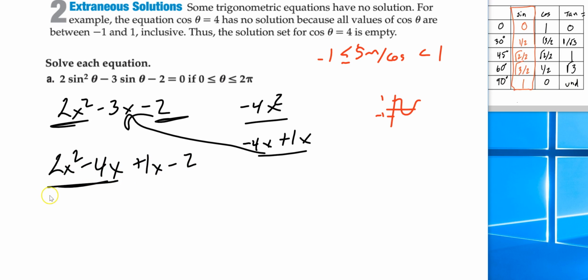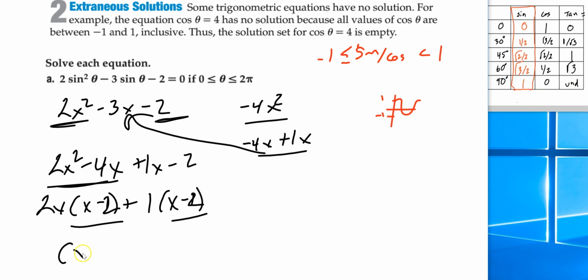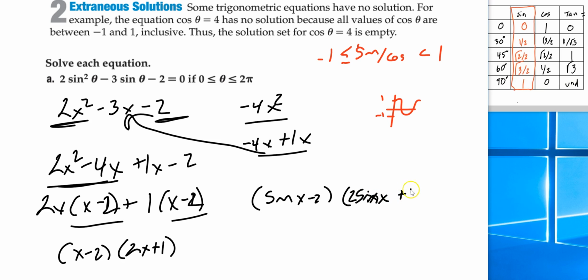So 2x squared minus 4x plus 1x minus 2. Factor by grouping. These have a 2x in common: 2x times (x minus 2). These have nothing in common, so you put a 1 on the outside: 1 times (x minus 2). Factor that: (x minus 2)(2x plus 1). Right, so now it's factored. Now I can plug the signs back in. It's going to be (sine x minus 2)(2 sine x plus 1) equals 0.